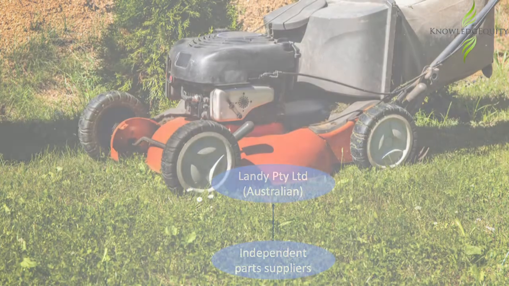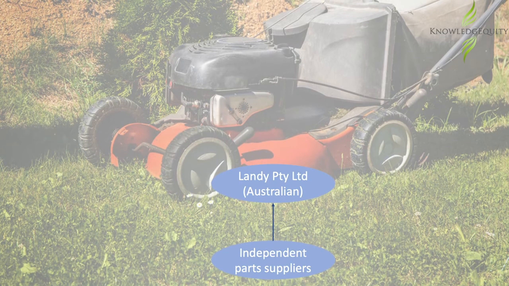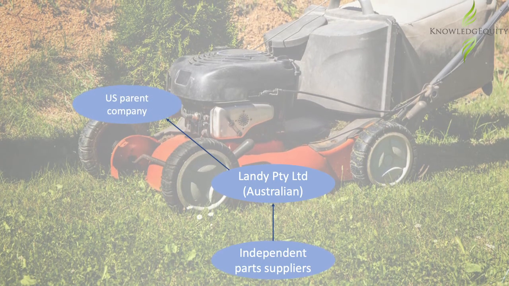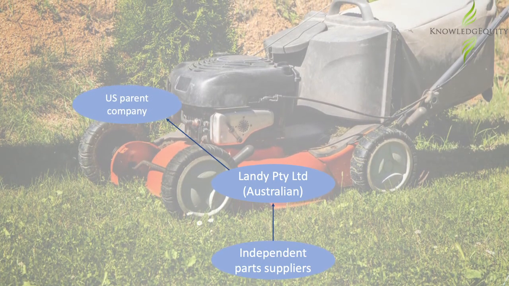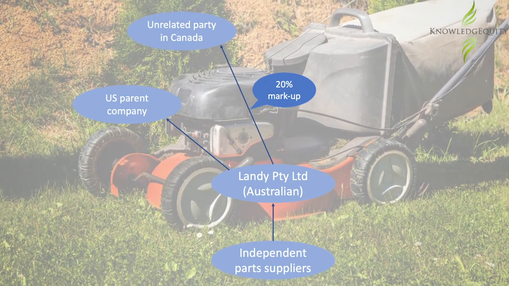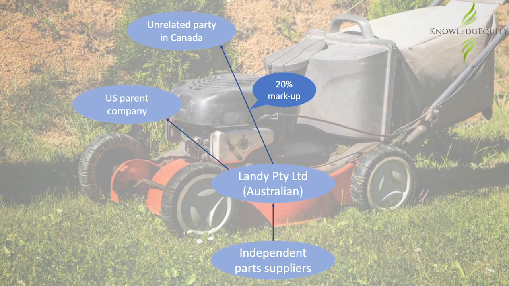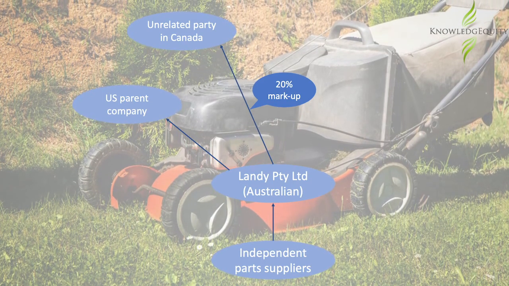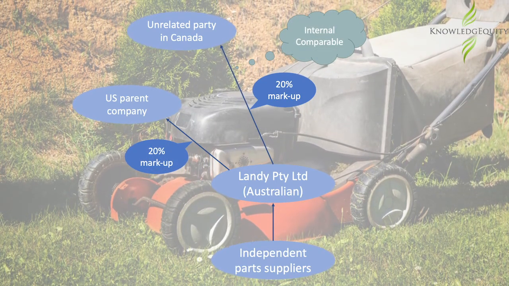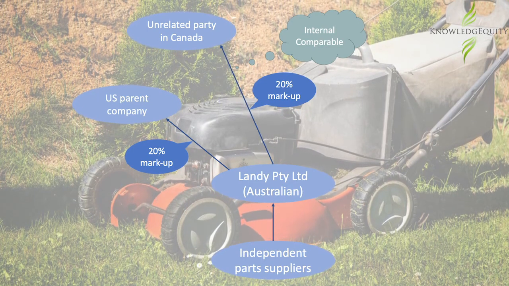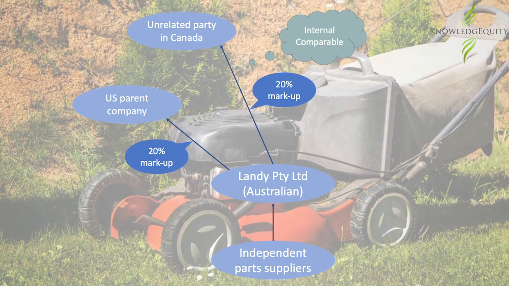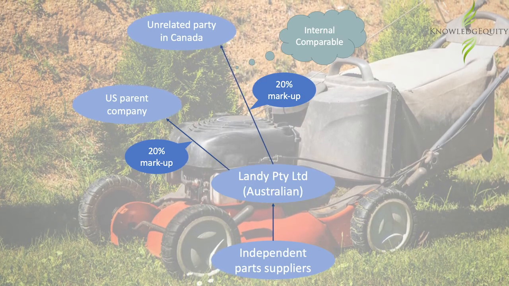For instance, Landy Proprietary Limited is a resident company that partially builds lawnmowers that it makes from parts supplied by independent suppliers. It then exports these to its parent company based in the USA. Landy also sells lawnmowers to an unrelated party in Canada. The markup on these is 20% after all direct and indirect costs. Under the CPM, Landy can apply the 20% markup it charges its Canadian customer to calculate the arm's length price for the related US parent. Such an example is based on an internal comparable. This method can also be used on the basis of an external comparable.